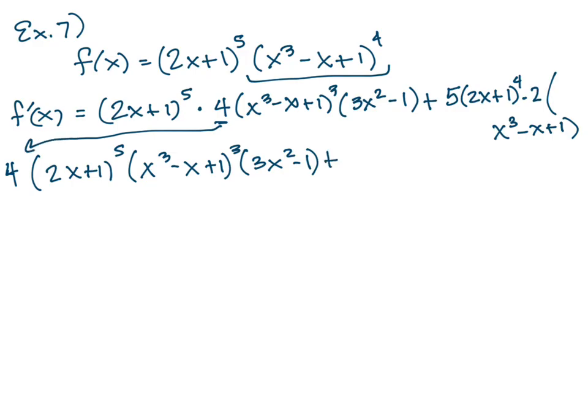Plus, and we have, can you multiply 2 and 5 to 2 and 4? You could multiply the 2 and the 5 and get 10. You absolutely could. So 10, open parentheses, 2x plus 1 to the 4th times x cubed minus x plus 1 to the 1st.